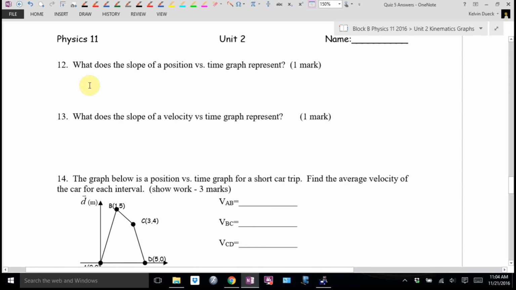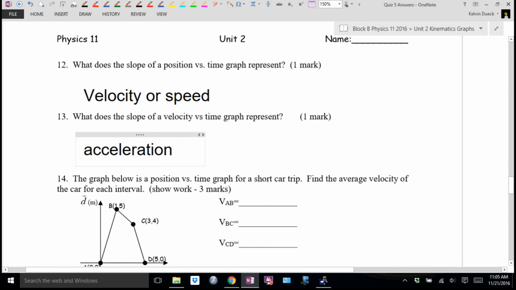What does the slope of a position versus time graph represent? I'll take velocity or speed. Depends on how we choose to interpret it. Either of those are fine, 1 mark. What does the slope of velocity versus time graph represent? Acceleration.